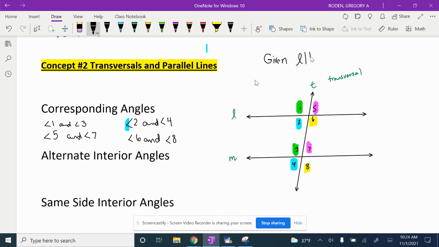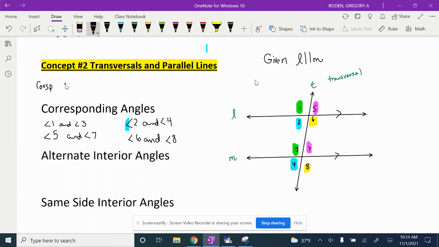L parallels M. Now we can say a lot more things. So what can we now say, ladies and gentlemen, about those 4 pairs of corresponding angles? Mr. Roden is just adding a nice little given there that L parallels M. What can we now say? They're congruent, right? And here are our little congruent symbols. Okay, so this is called the corresponding angles theorem.